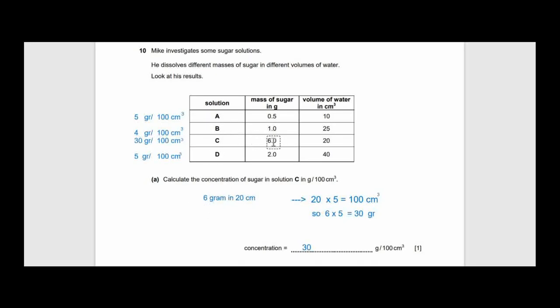In C, there are 6 grams in 20 cubic centimeters. So 6 grams in 20 cubic centimeters, to go to 100, we times the 20 by 5 to make 100 cubic centimeters. So this is the requirement. As we times this part by 5, we also times the 6 by 5, so we got 30. So 30 grams is for 100 cubic centimeters. So that is how we got the answer 30.